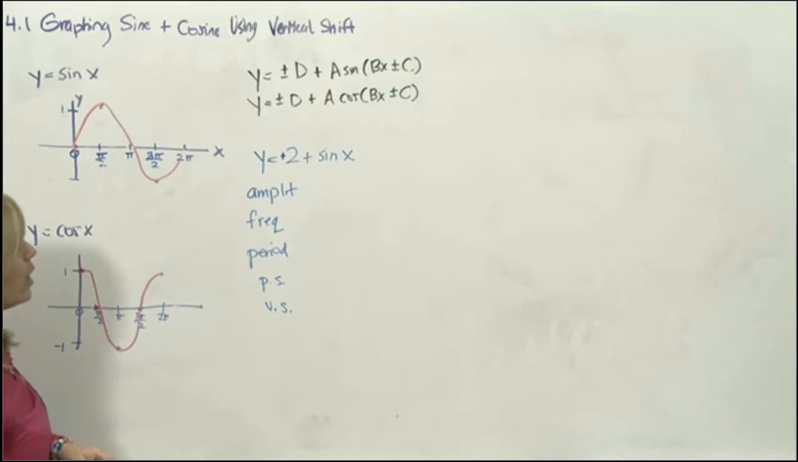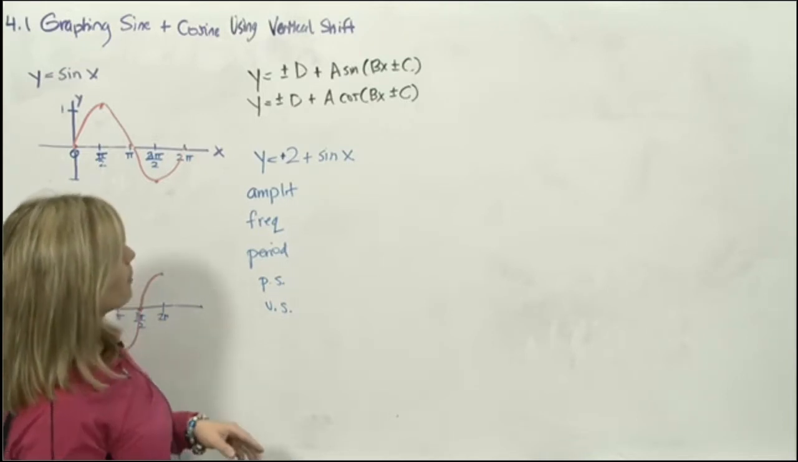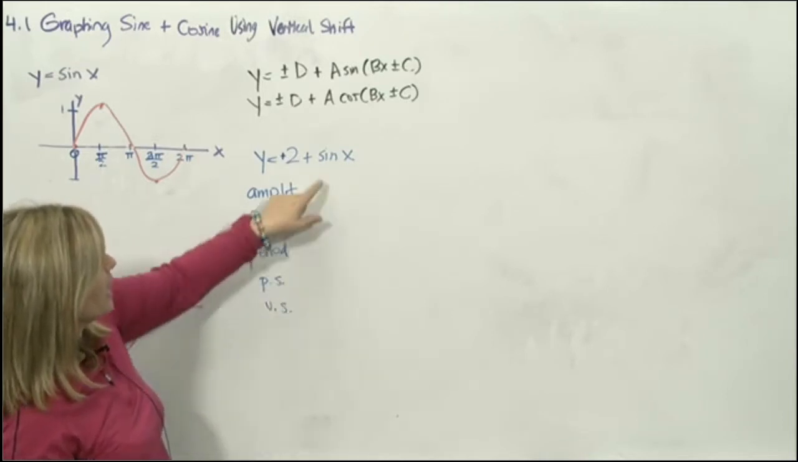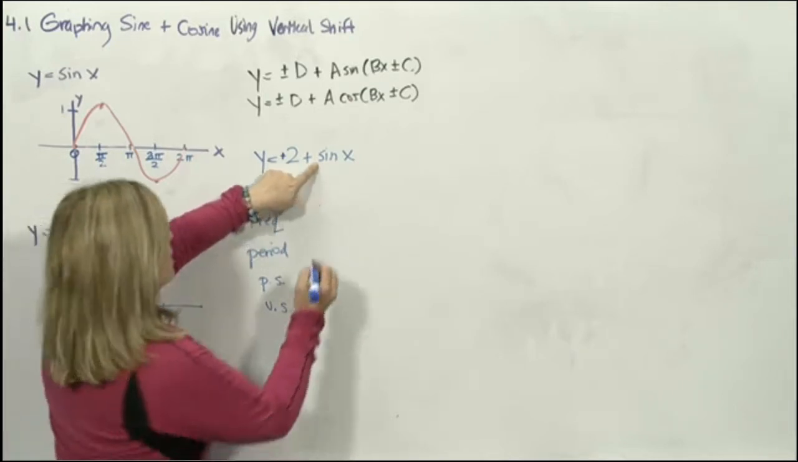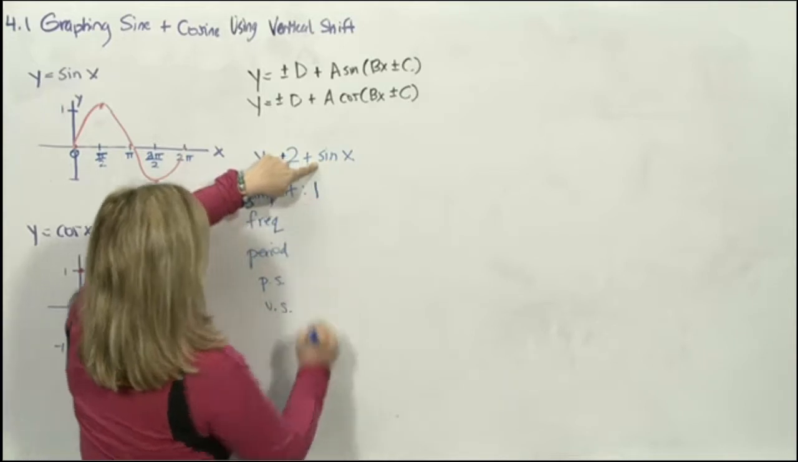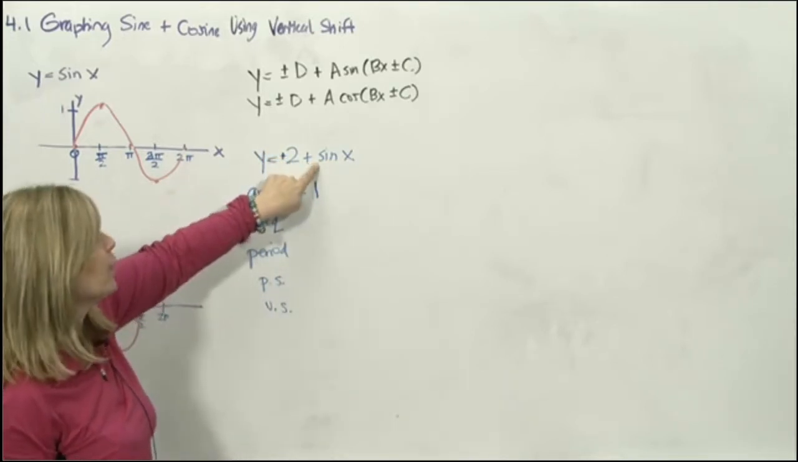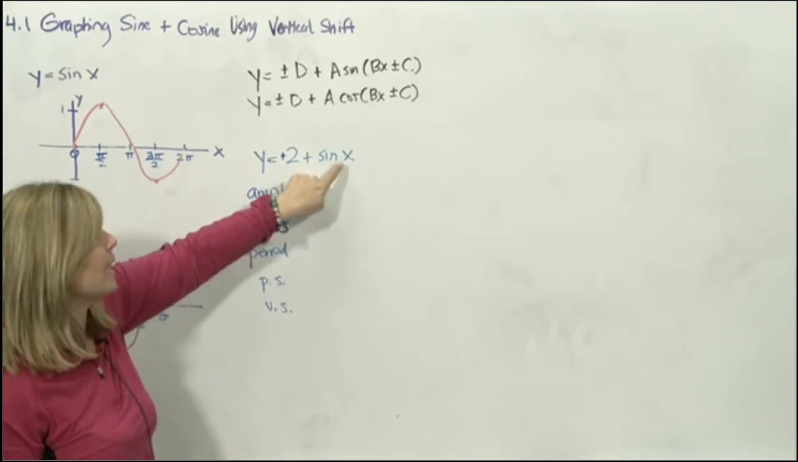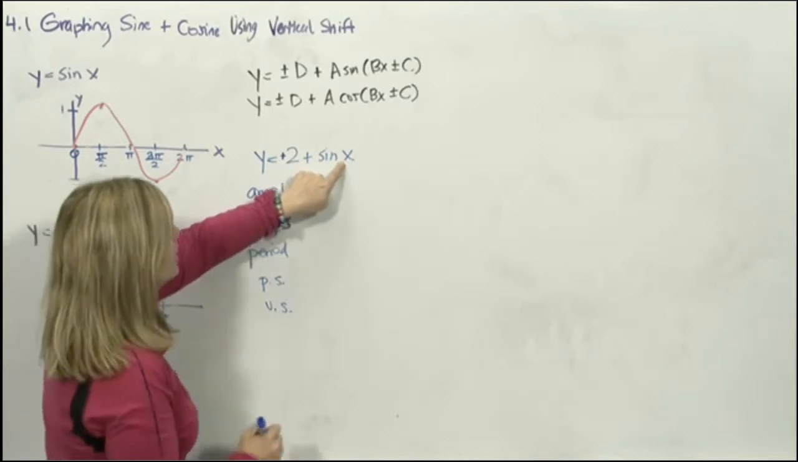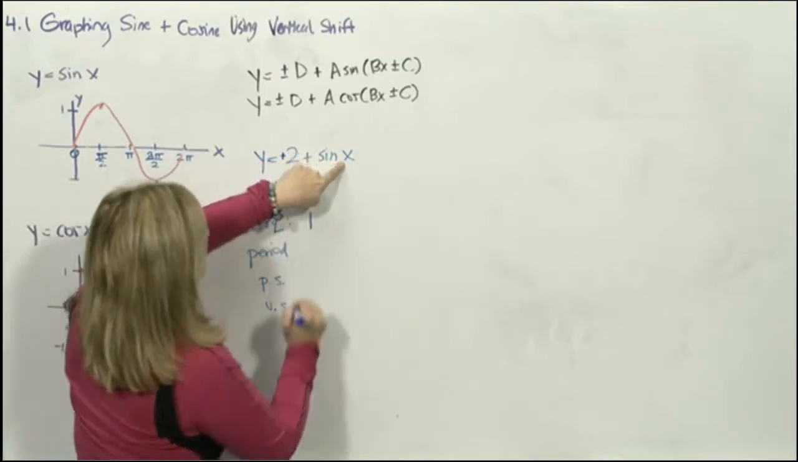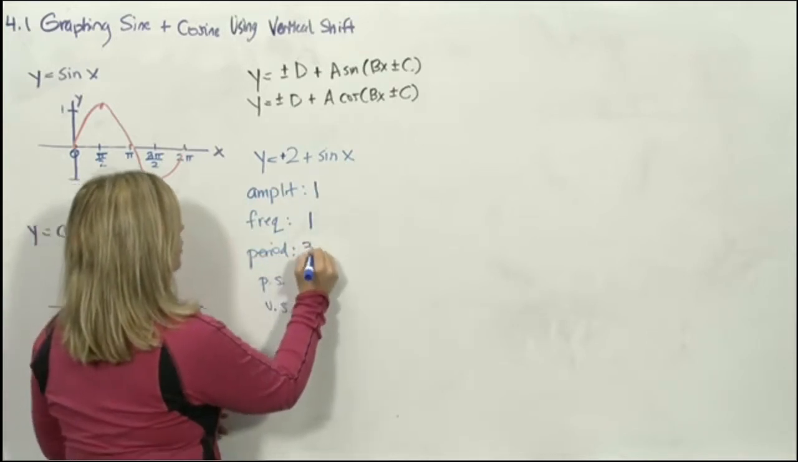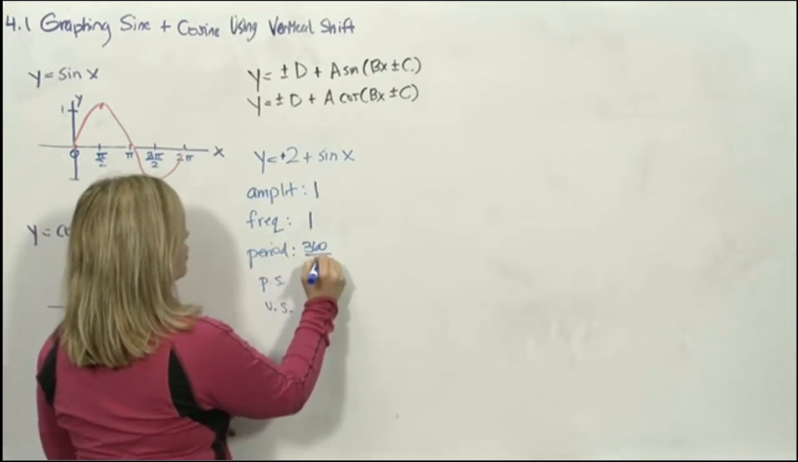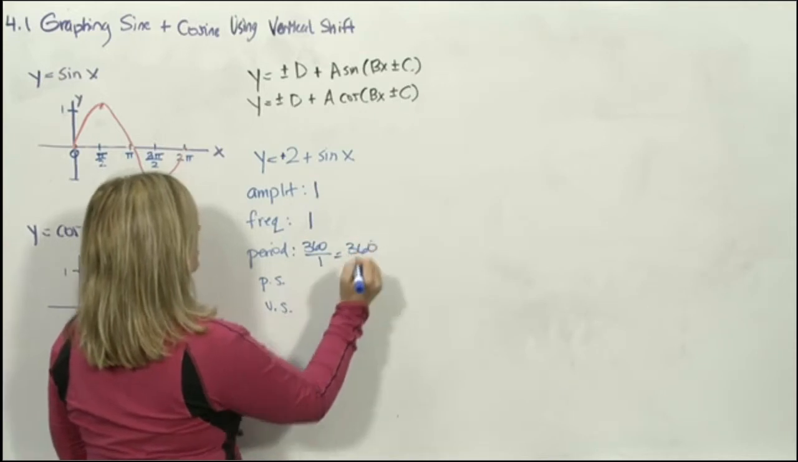All right, we know our amplitude. It's the number connected to the trig function by multiplication. Here's the trig function. There's a number here connected in front. That's 1. That's your amplitude. We know the frequency is connected to the angle by multiplication. There's my angle. My frequency is 1. To get my period, I do the formula 360 divided by my frequency 1, which is still 360.